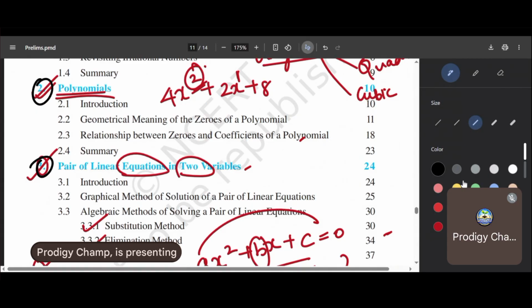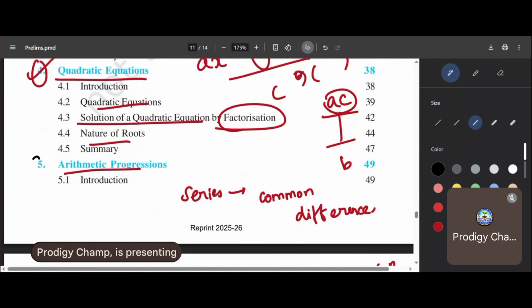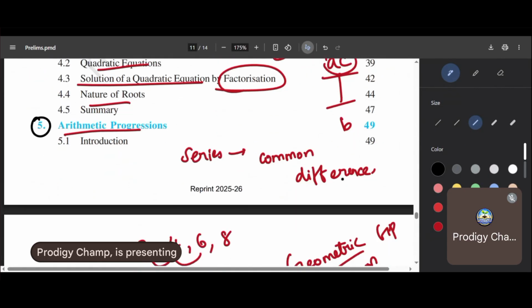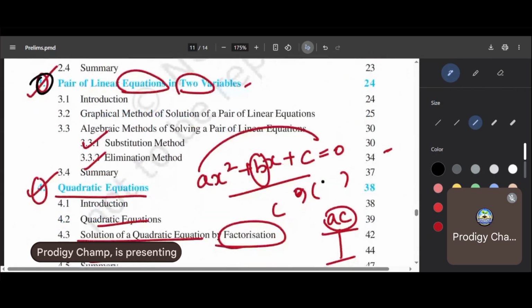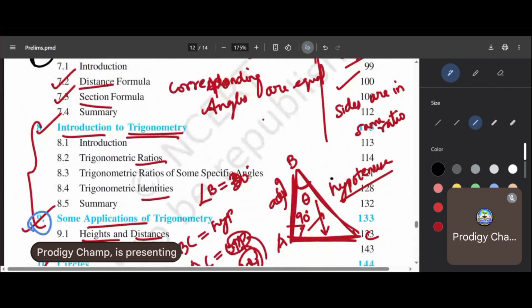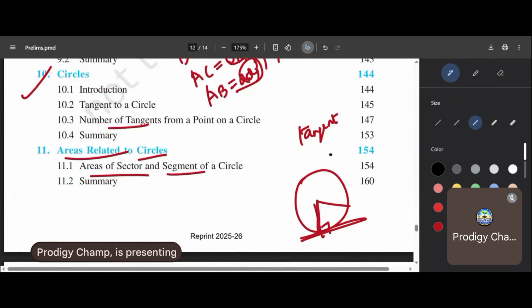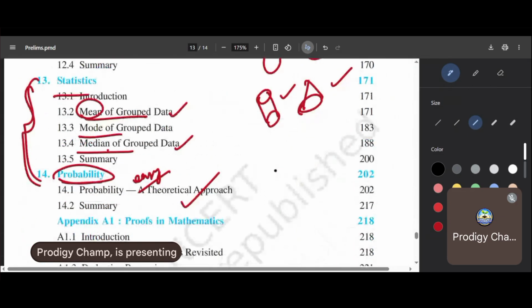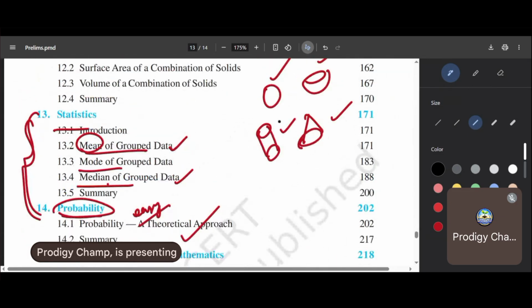AP is a super easy chapter. We have to focus more on trigonometry, linear equations, quadratic equations, all those things, and then circles and areas related to circles. But I assure you that in ninth standard, in quadrilaterals and circles, you have learned many huge concepts. Here we don't have quadrilaterals. There you learned the lines and angles concept, right? That you will implement in applications of trigonometry, but it is not much difficult.